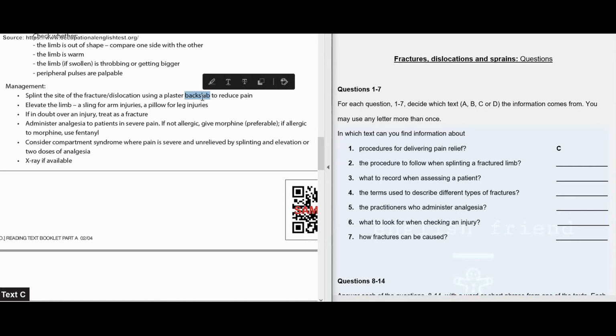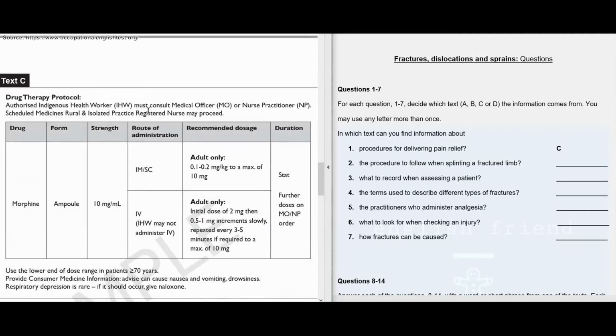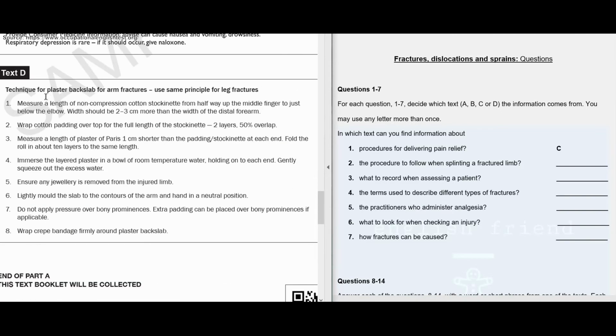Plaster backslap, which is used for splinting, as mentioned here, has been explained in text D. You may see the heading over here. Technique for plaster backslap for arm fractures. Use same principle for leg fractures. Points from 1 to 8 explain how splinting a fractured limb can be done. So answer for question number 2 is D.